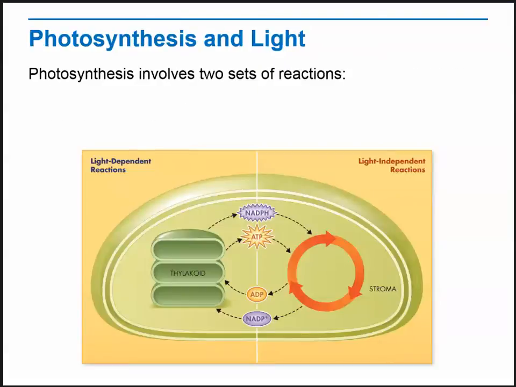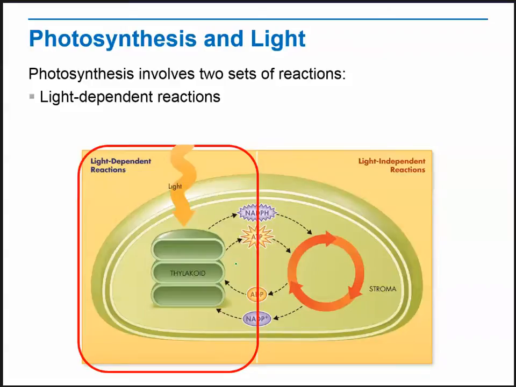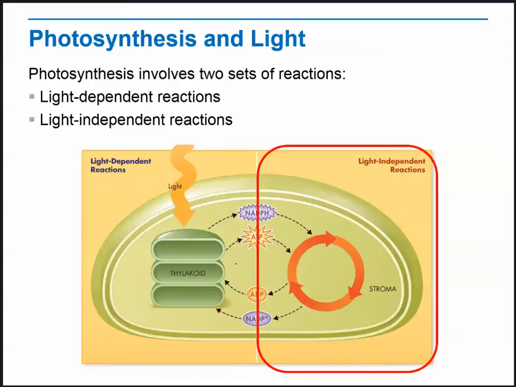Photosynthesis involves two sets of reactions: the light-dependent reactions and the light-independent reactions. The light-dependent reactions depend on light to produce the products that it sends to the light-independent reaction, which takes those products to form sugars. So let's take a look at each of these sets of reactions in more detail.